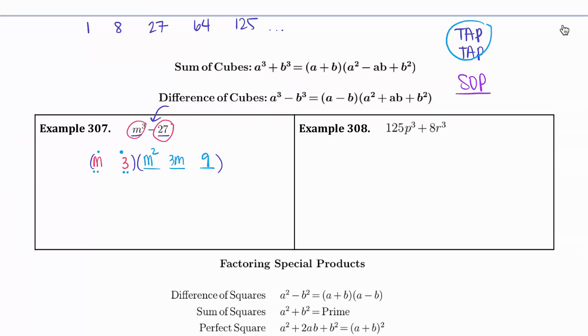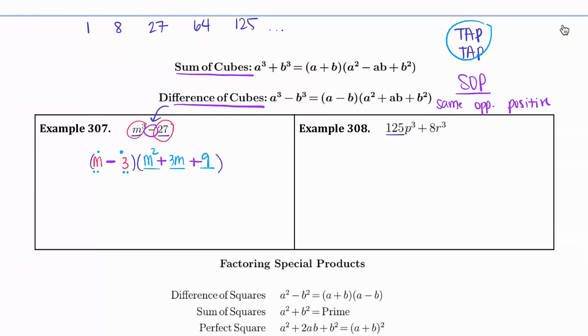And then here's where this SOP comes in. SOP stands for same, opposite, positive. This is what helps us come up with our signs here. Our first sign is going to be the same as our problem. The second sign is always going to be the opposite. The third sign is always going to be positive. So if you can remember this, this is true for the sum of cubes and difference of cubes. So basically, if you recognize cubes, we're going to use the tap tap method, same, opposite, positive to come up with our symbols.